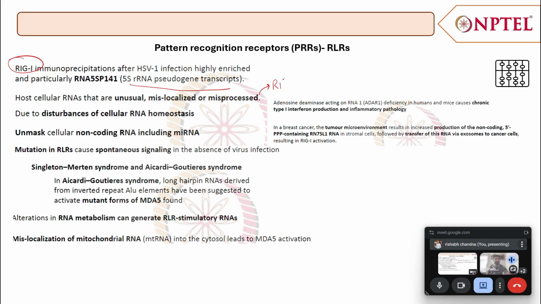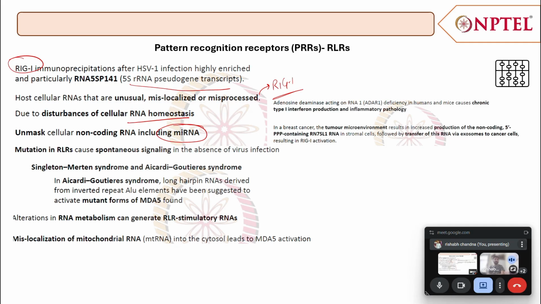Okay, so that will be a part of the removal of those particular RNAs that are produced variably inside the body. Okay, then disturbances of cellular RNA homeostasis unmask cellular non-coding RNA including miRNA. So all the unmasked RNA, miRNA can be recognized by RIG1. So mutation in RLRs causes spontaneous signaling in the absence of virus infection also. Okay, so this is what they are trying to say.